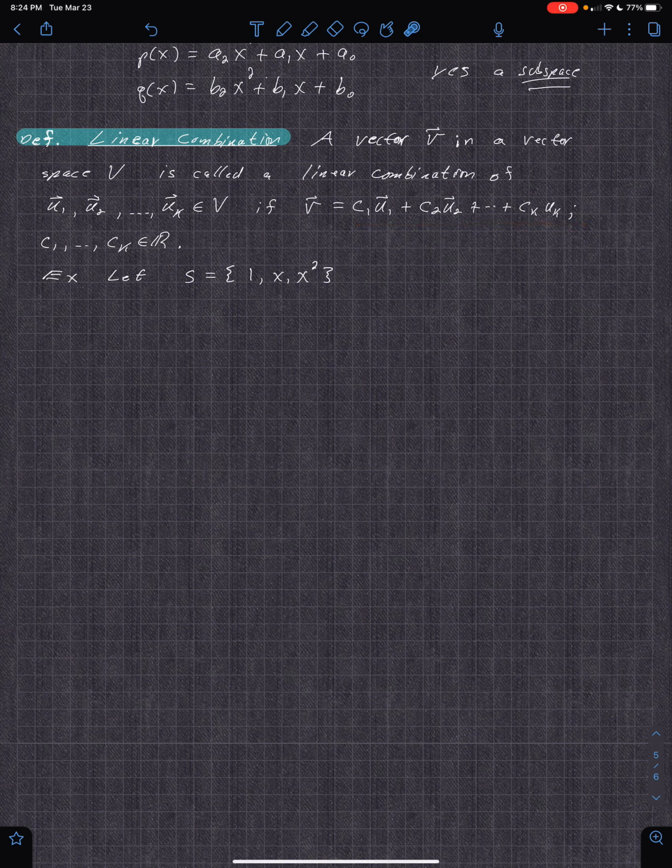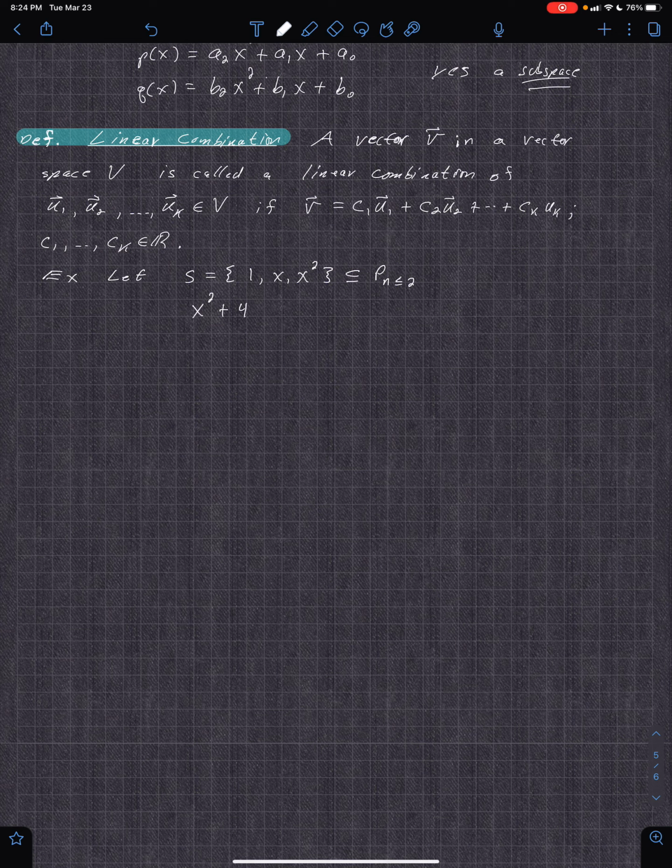I'm going to carry this example a couple of times. We have 1, x, and x squared. Basically, this would be considered a subset of polynomials of degree less than or equal to 2. So we can talk about linear combinations of those vectors. Let's just pick a vector, say x squared plus 4.